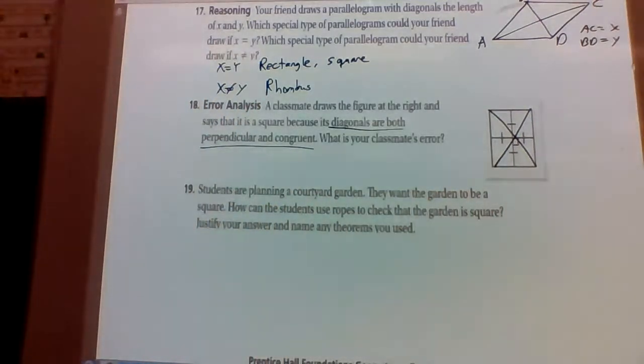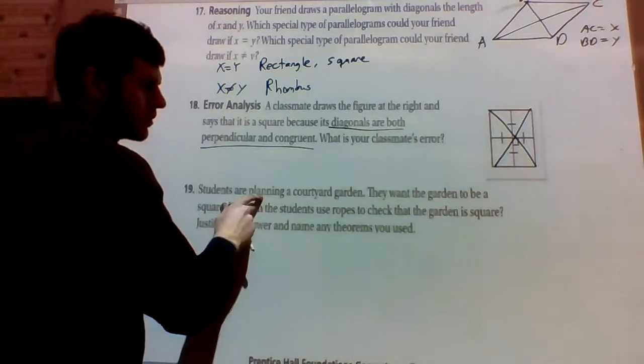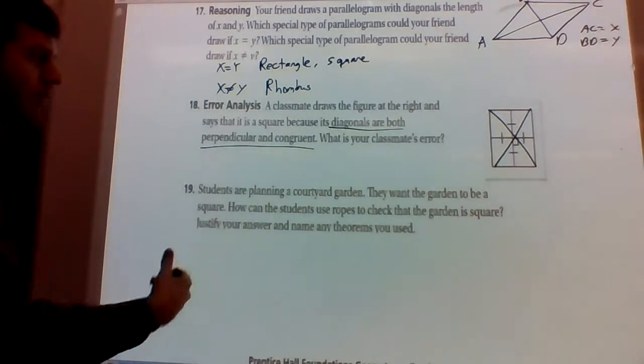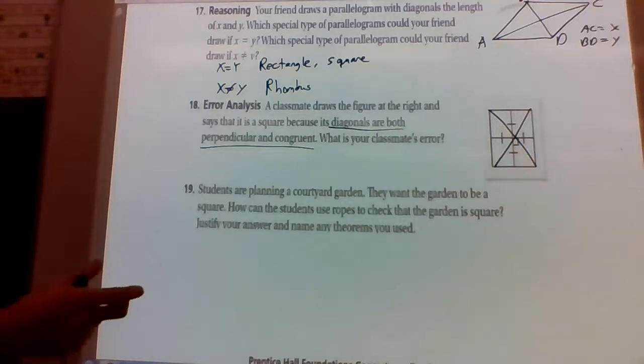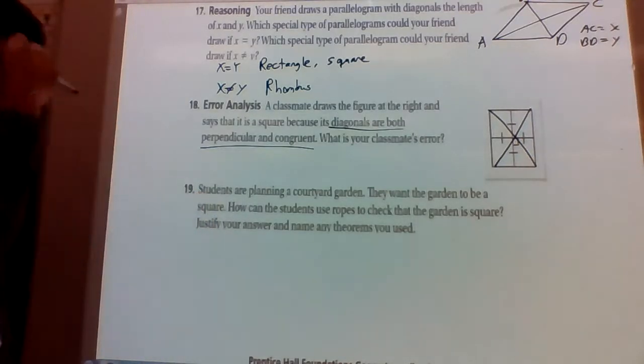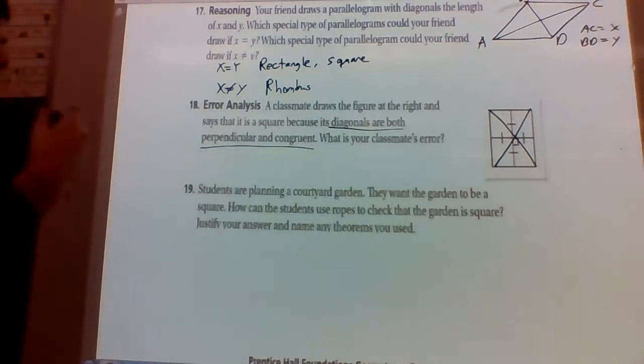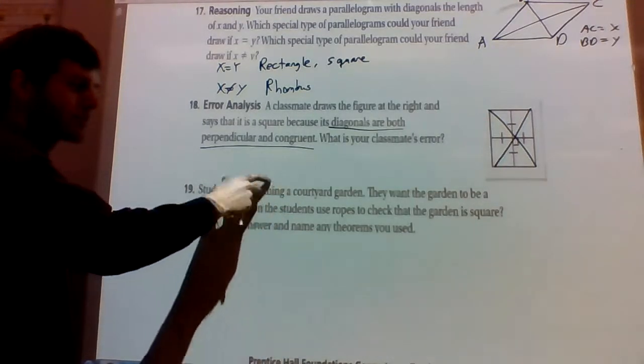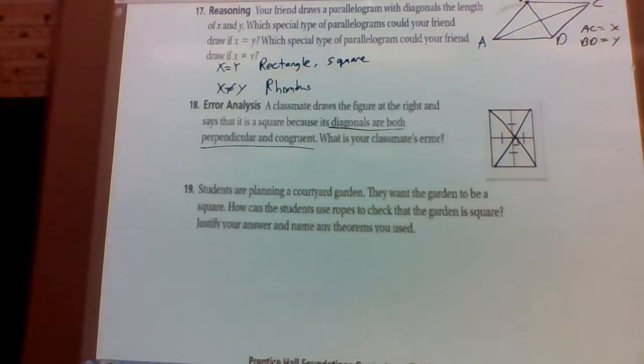Okay, 19, students are planning a courtyard garden. They want the garden to be a square. How can students use ropes to check that the garden is square? I'm thinking, this is my first time reading the problem, so this is how I think of it. See, I've already gone back to the beginning, and I haven't got to the end yet. I'm just going back and rereading what I had already read. So I didn't even read it through one time all the way yet.